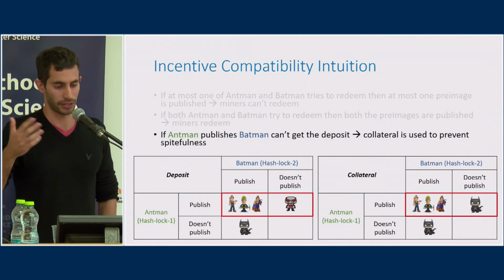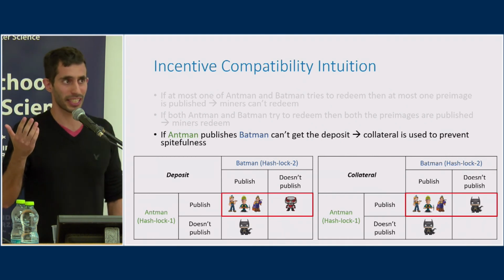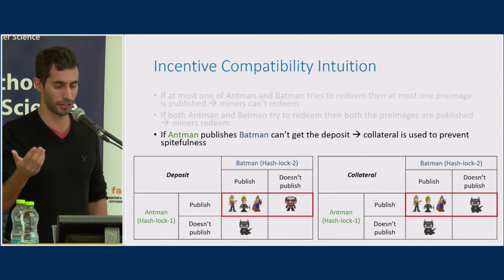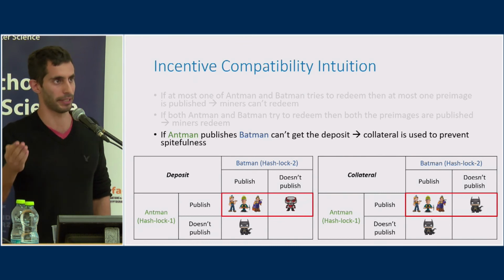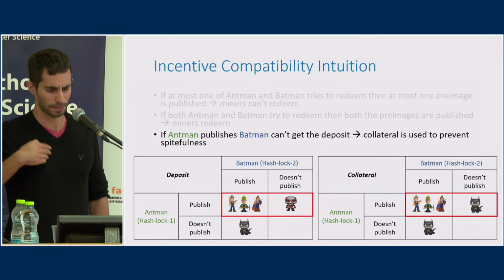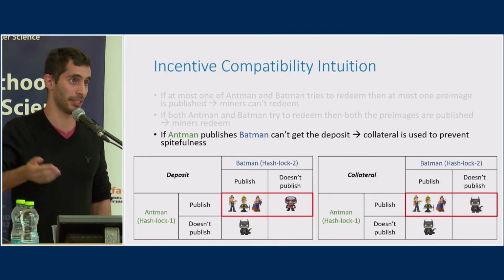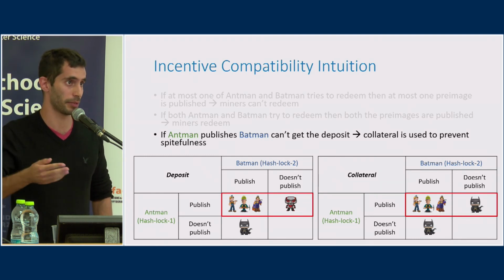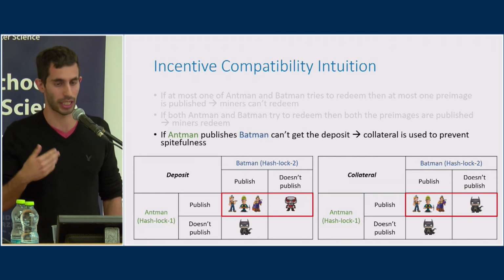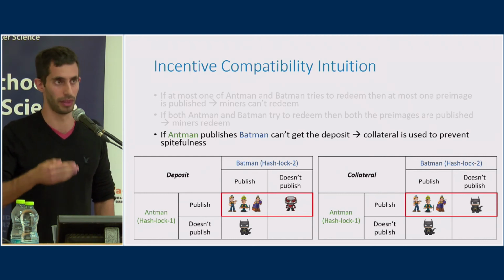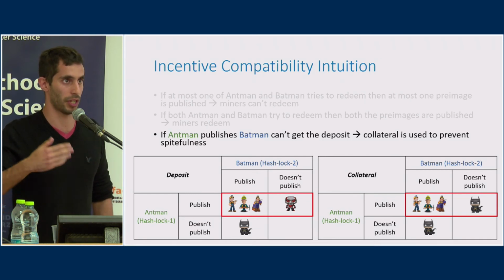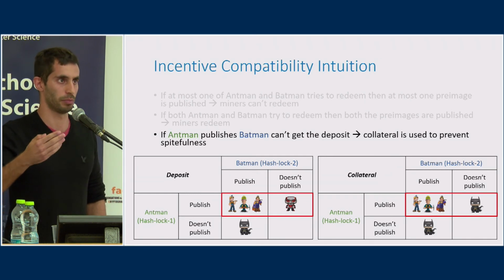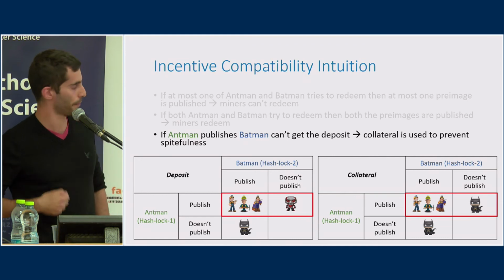As a last scenario, consider that if Ant-Man published his preimage, that means that Batman can't get the tokens anymore. You'll notice that once Ant-Man publishes the first preimage, Batman can't get the tokens anymore. So that might incentivize him to publish his preimage anyways because he might be spiteful. Okay, so this is where we have the collateral contract, because if he does so, he will lose the collateral tokens, and if he doesn't do that, he will get to keep them. So this is why we have the optional collateral contract, only to prevent a spiteful Batman from misbehaving.